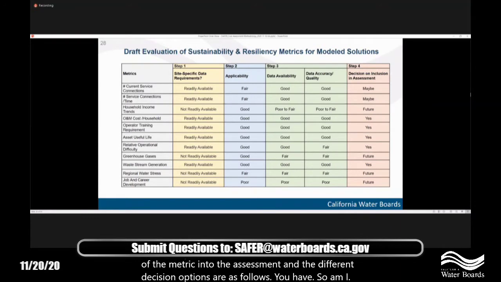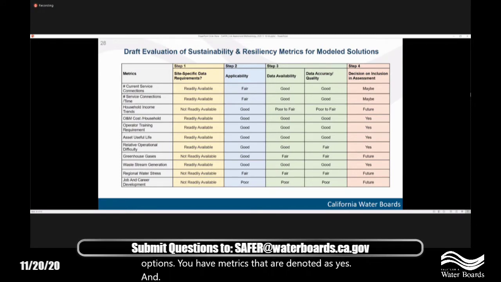Please refer to the most right-hand column, which is step 4, which includes the decision regarding inclusion. And you're going to find 3 decision options. You have metrics that are denoted as yes, and those are metrics that will be included into the application phase of the assessment. Then you have metrics that are denoted as maybe, and those are metrics that might be included into the assessment pending further evaluation and investigation. And third, you have metrics that are denoted as future, and those are metrics that are recommended for potential consideration later outside the scope of the sustainability and resiliency assessment, but that retain some value for the SAFER program.